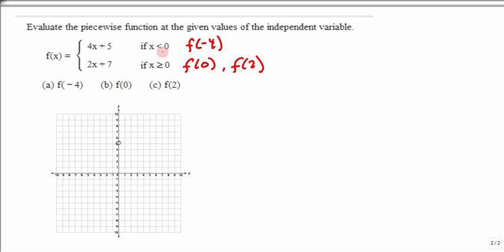Now next I can go ahead and plug in something like, maybe negative 2. So let's look at negative 2. 4 times negative 2 is negative 8. Negative 8 plus 5 is negative 3. So at negative 2 I go down to negative 3.